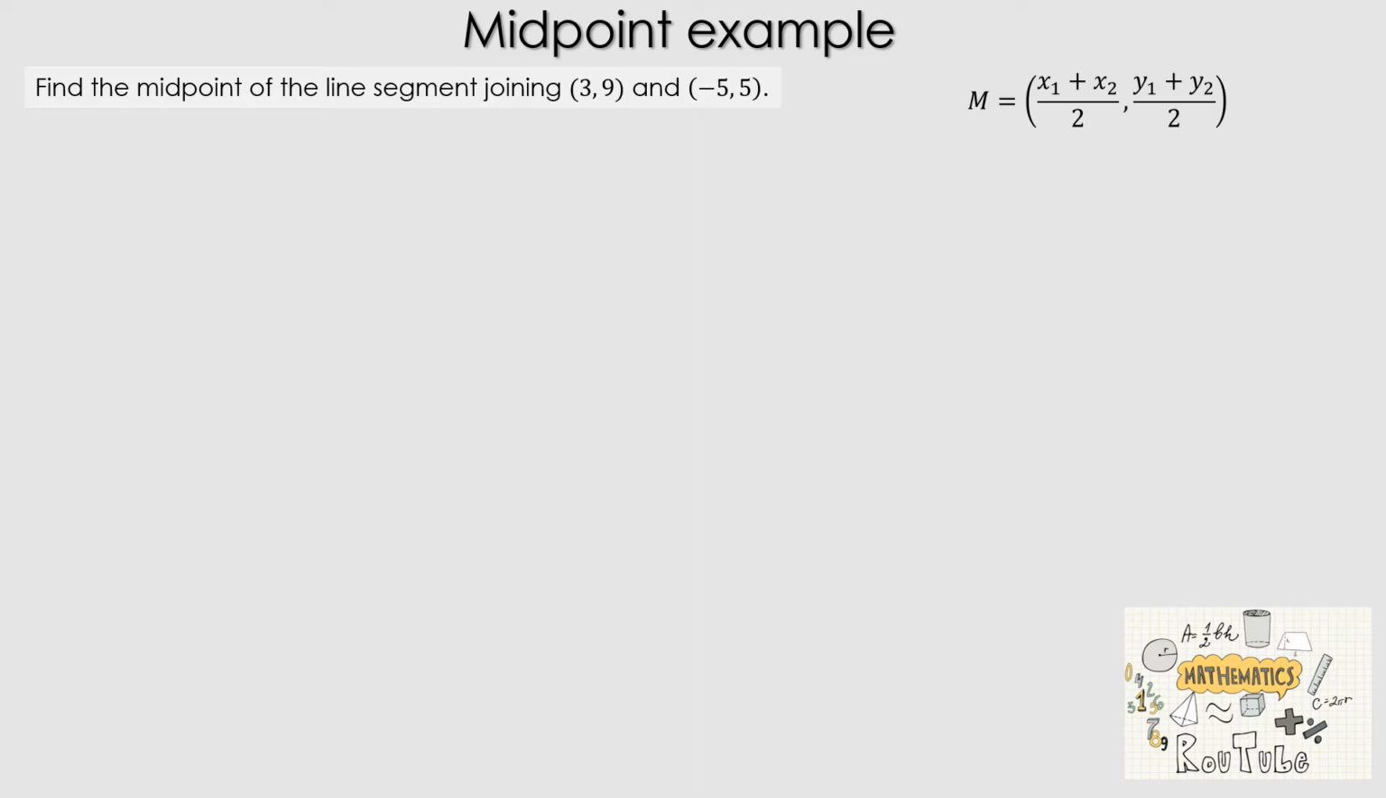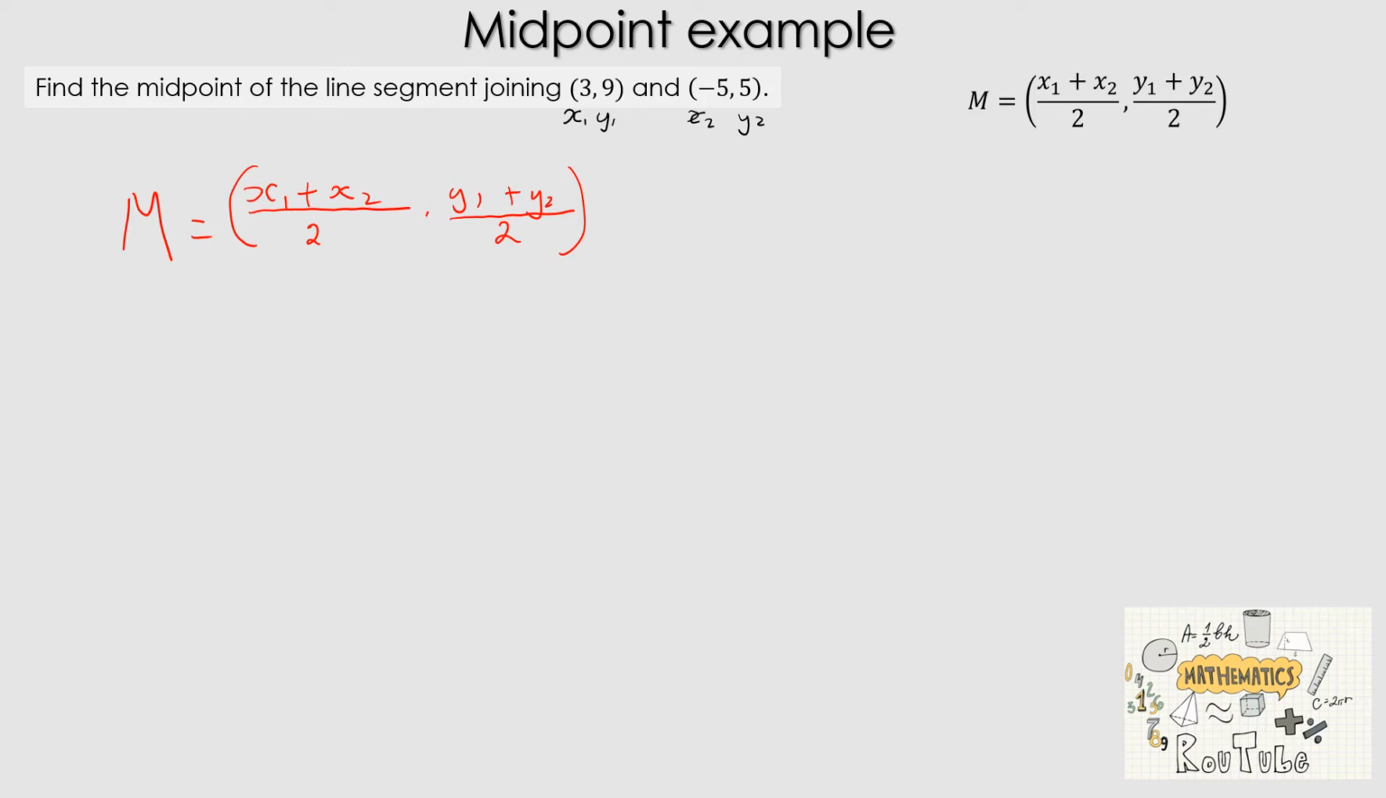We know the x always comes before y, so that means that our 3 is going to be x1, and that means that the 9 is going to be y1. And that means that the -5 is going to be x2. It's essentially the second x coordinate. And then we have y2. So that's the first step. Then we write our formula, and then we substitute the values into that formula.